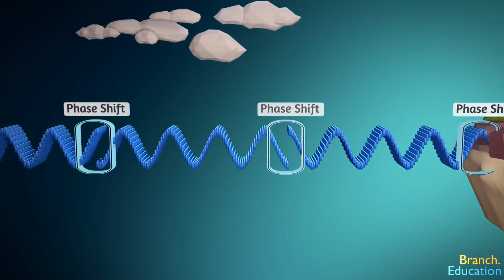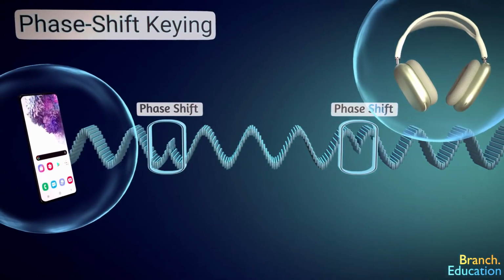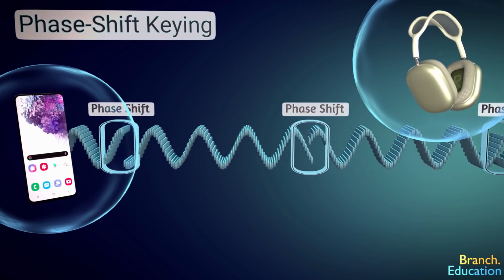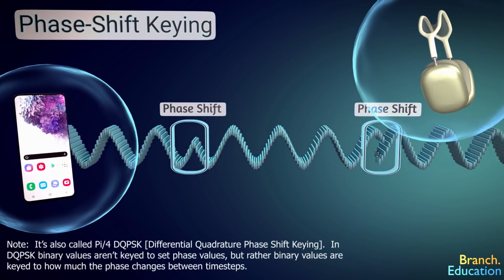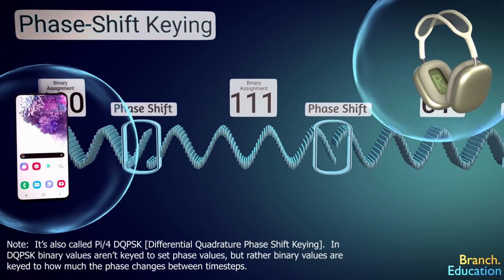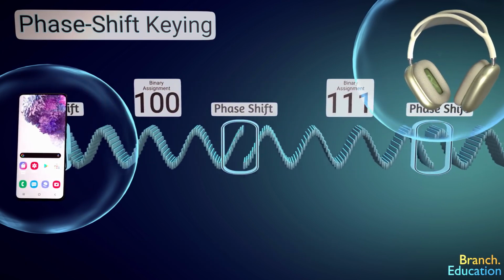Bluetooth antennas and circuitry in your smartphone and wireless earbuds can be designed to emit and detect shifts in the phase of an electromagnetic wave, and binary values can be keyed or assigned to different levels of shifts in the phase of the wave.